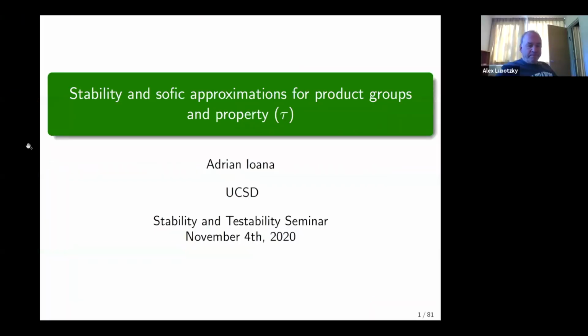Yeah. All right, so I'll tell you about some work I've done in the past year or so about stability and Sophic approximations for product groups. And property tau, as Alex mentioned, is in the title here because it's one of the main tools that I use in this work.